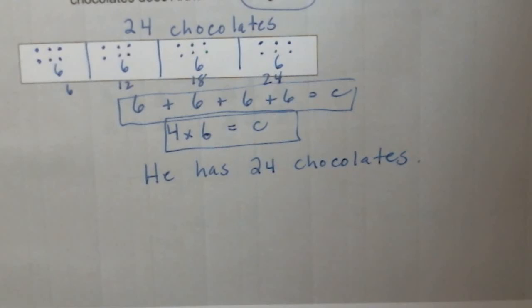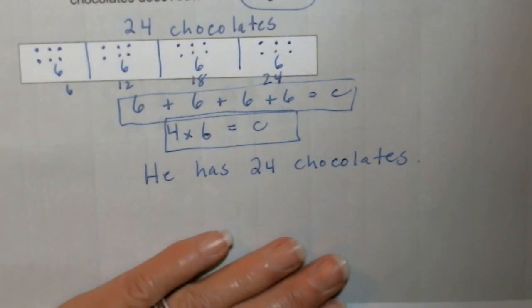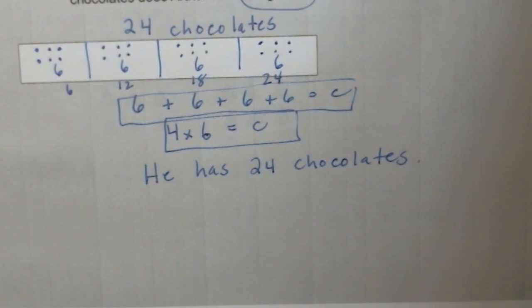So if you did not understand arrays this week, or how to break them apart, or what a number bond is, or a bar diagram, this was a quick review of that.